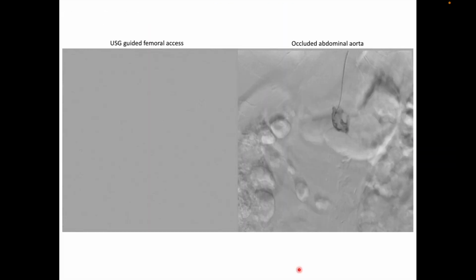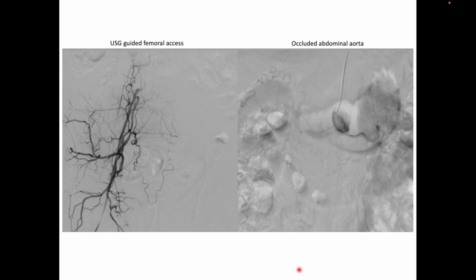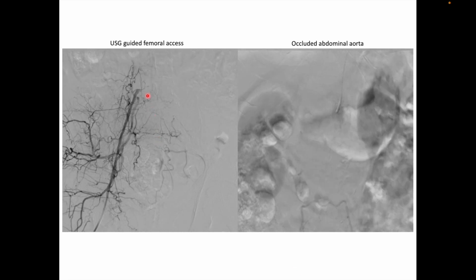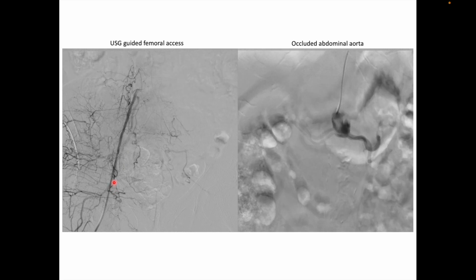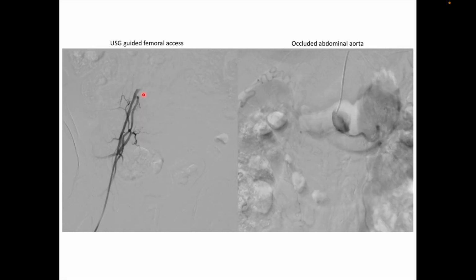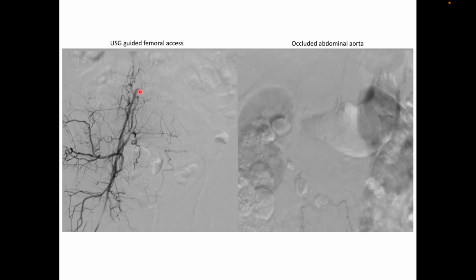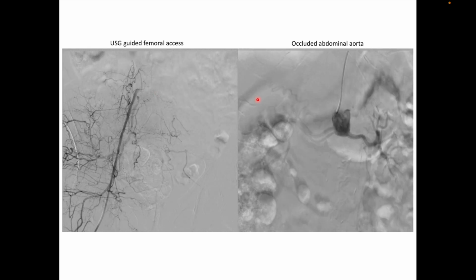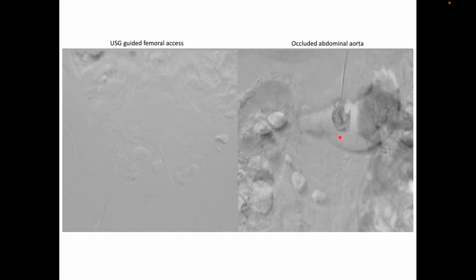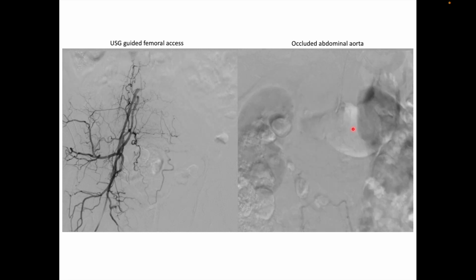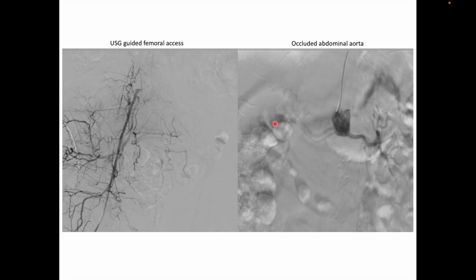Femoral approach is not possible in some carotid interventions or stroke interventions. As you can see here in this case, the ultrasound guided femoral puncture was done, but then it was not possible to go beyond. And when we came from the brachial approach and took a picture, you can see here that the abdominal aorta is totally occluded at this point.